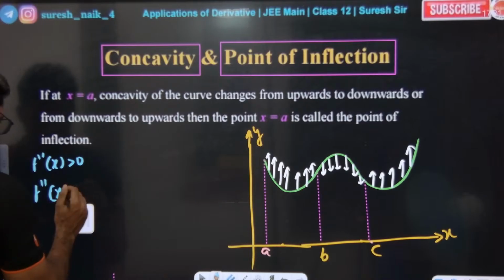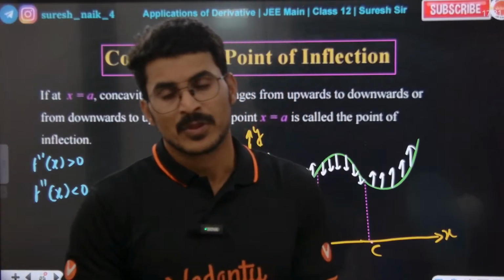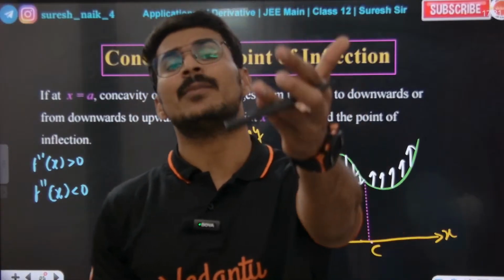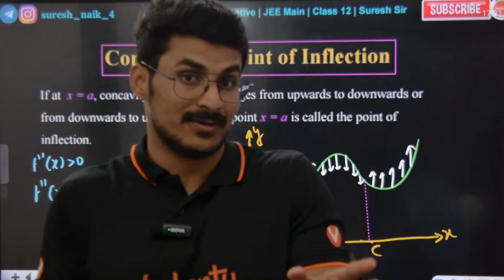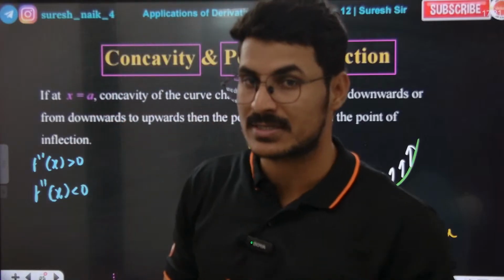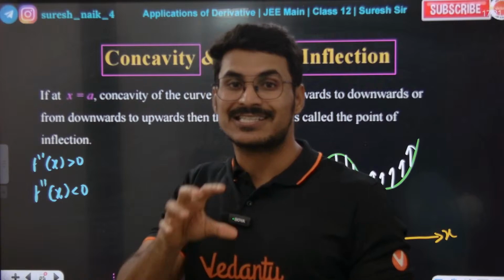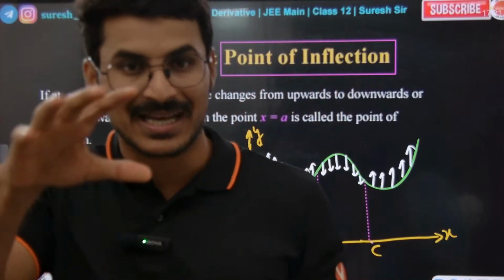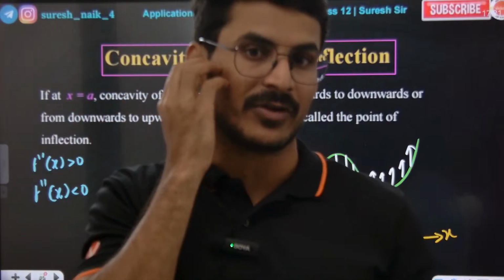Guys, in the first derivative test we were talking about f dash of x. To consider the point of maxima and the point of minima, we used the first derivative test. Now I'm going to use the second derivative test, and based on that I'm going to decide which is the point of inflection.